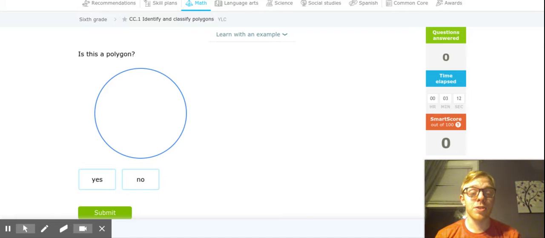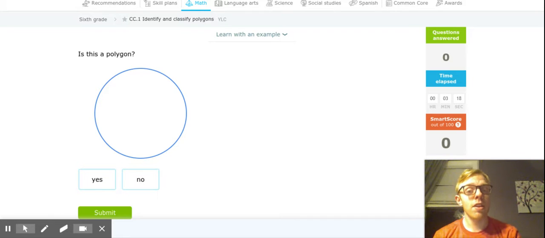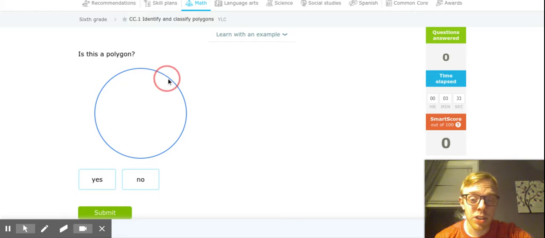Well, in order to answer that, we have to know what a polygon is. And there's three rules that we need to remember about polygons. First, a polygon cannot have any curved edges. So right away, if I'm looking at this shape and I see all of this curved space here, I know that this circle can't be a polygon.